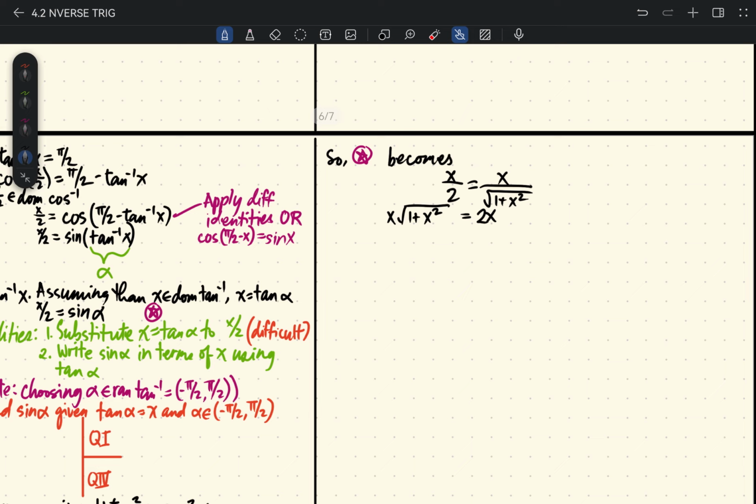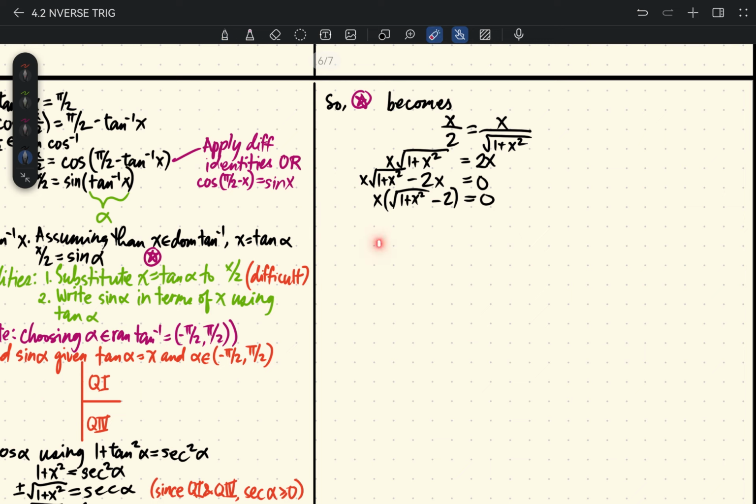Then, we can transfer everything to one side. We have x square root of 1 plus x squared minus 2x equals 0. And as you can see, they have a common factor of x. So we can factor out x to get x times the square root of 1 plus x squared minus 2 equals 0.